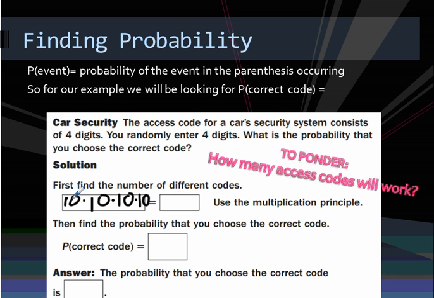So if I'm going to use my multiplication principle, I can see that there are going to be 10,000 different possibilities for this code. Then I need to find the probability that I'm going to choose the right code. Well, again, how many codes are going to be correct? 1. How many possible? 10,000. I was correct, I just didn't write enough zeros because I have 5 there. So I have a 1 in 10,000 chance of actually getting the right code. So the answer is 1 in 10,000.